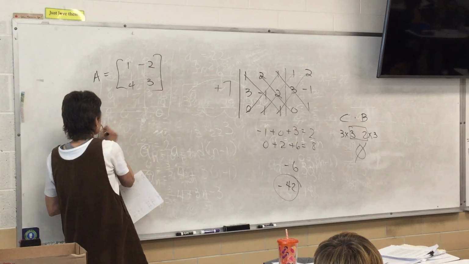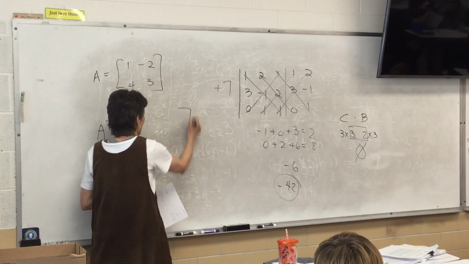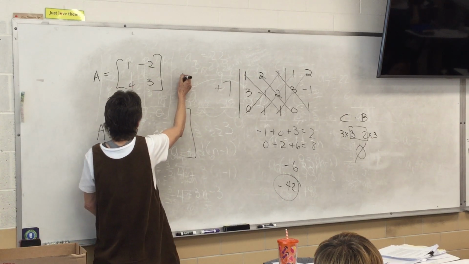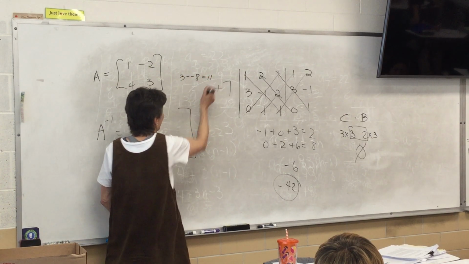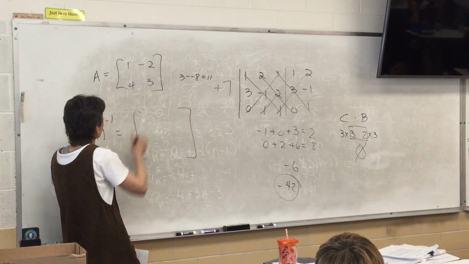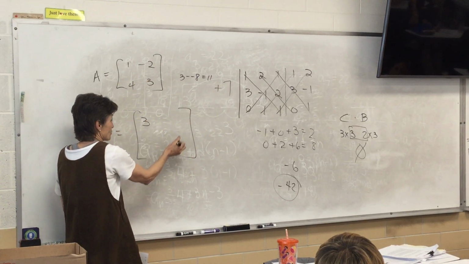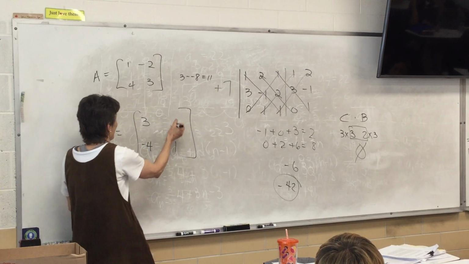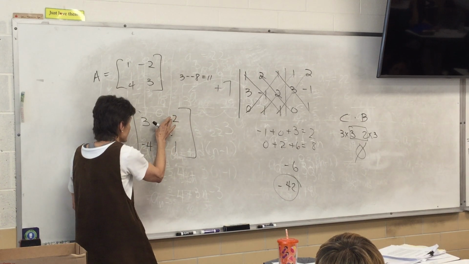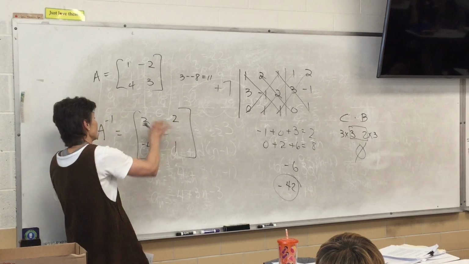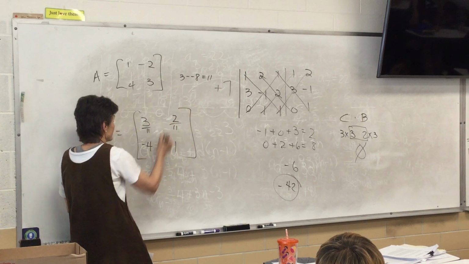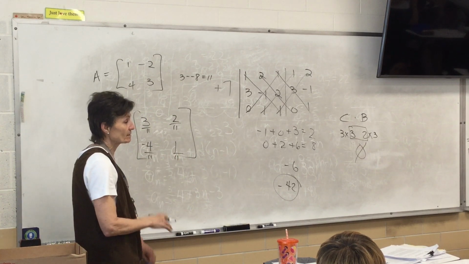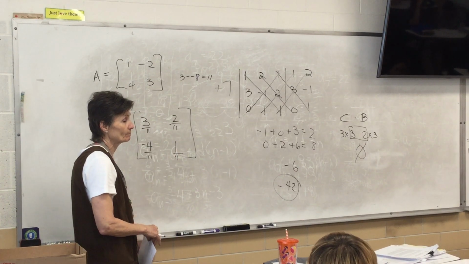So the inverse is a two-step process. First, I need the determinant. So the determinant is 3 minus negative 8, or 11. Then I take these two guys, switch them. These two guys change their signs. And then I divide all these numbers by 11, the determinant. Simplify if you can, you can't, so that's the inverse right there.